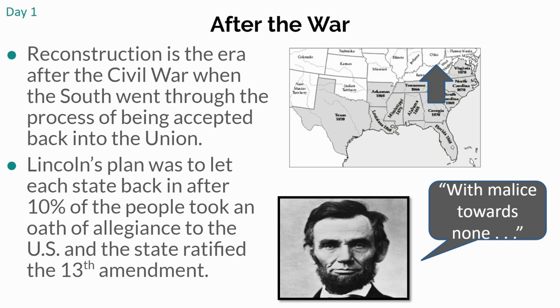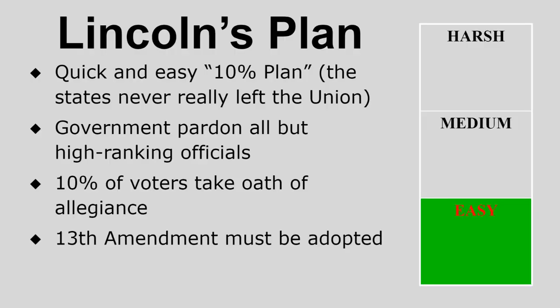So I would suggest you write these down in your notes. This will be helpful for you later. Lincoln's plan is the quick and easy 10% plan. So basically, he says, y'all are welcome back in as long as you do these few things. Number one, we're going to make sure that all of the Confederate soldiers, all of the generals, the high ranking officers, there is no real punishment for them. In fact, they have a complete government pardon from everything.